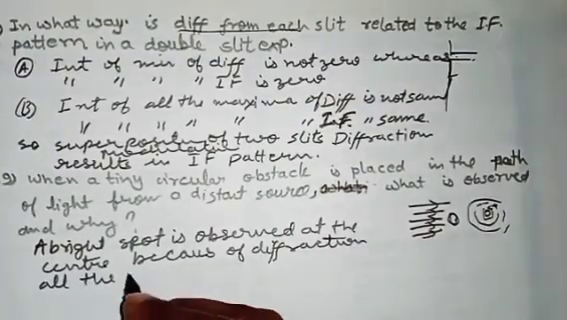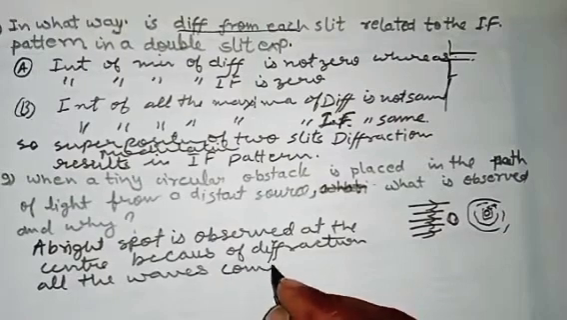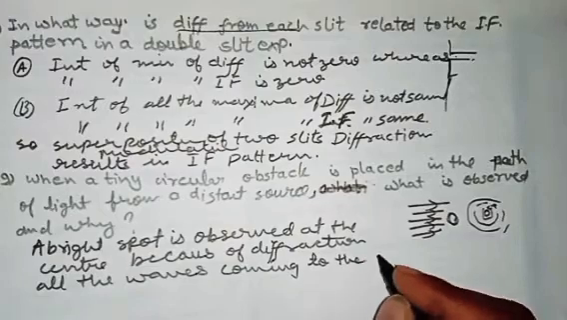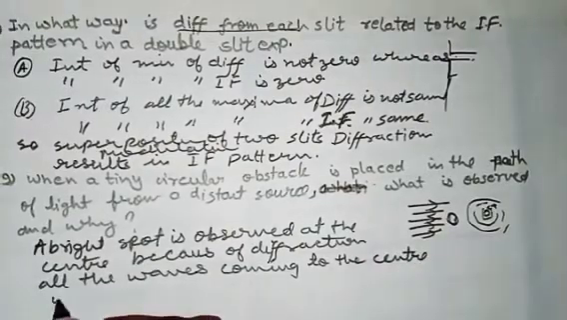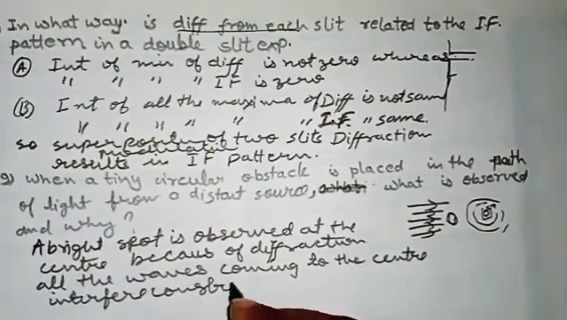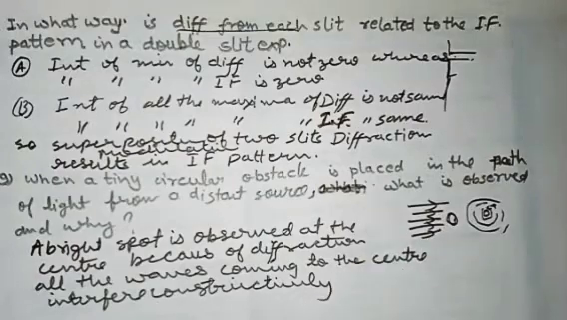All the waves coming to the center interfere constructively. In the same way, sometimes they ask why the central maxima is bright. The same reason is there: all the waves coming at the center interfere constructively.